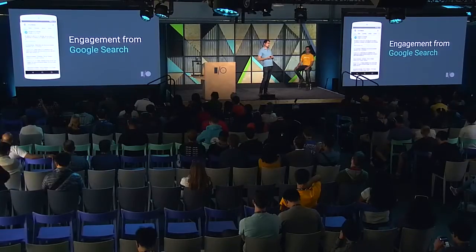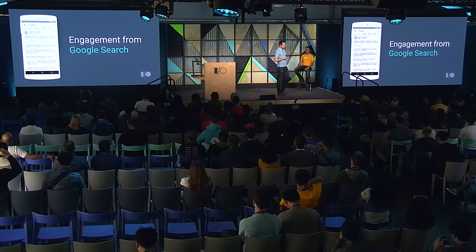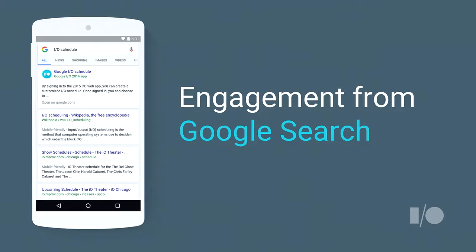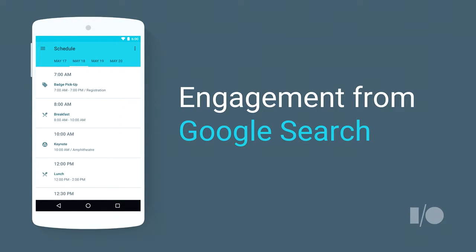Next, let's talk a little bit about engagement and how Google Search can help you with that. Once an app is installed, we can organically open results from the search results page in your app. Here, for example, I search for I/O schedule. You can see there's a result from the app. All I have to do now is tap on it, and it goes right into the app, where I find all the information that I need. Through app indexing, again, we can help you rank those results better on the search results page.